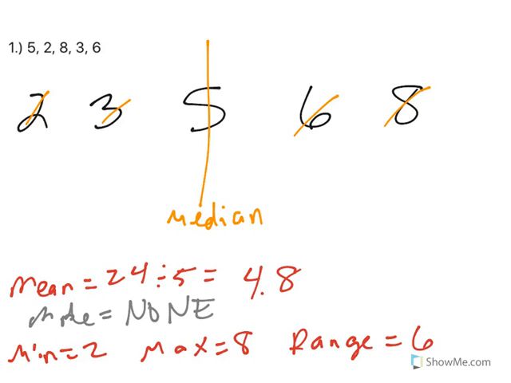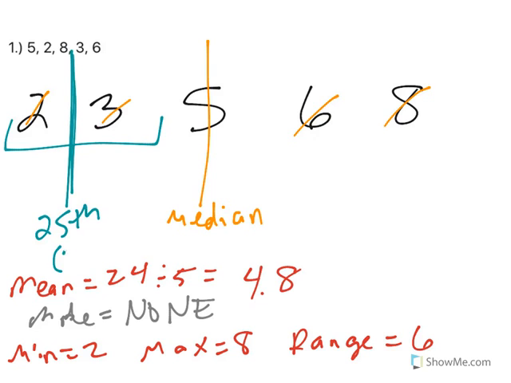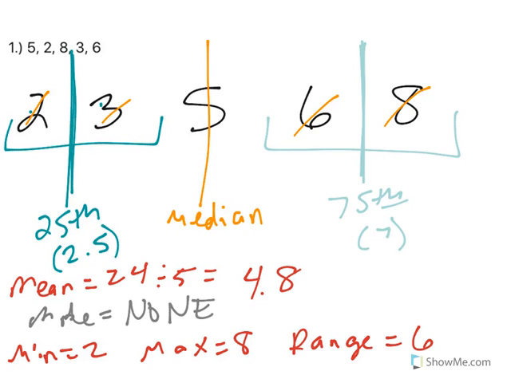And notice how I cut straight to that, which means when I go to find my 25th percentile, I don't use the 5 because 5 is cut. So I look at just these 2 numbers, and the 25th percentile is going to be between them, which in this case would be 2.5. 2 plus 3 is 5. 5 divided by 2 is 2.5. Similarly, on the right side, I cut between 6 and 8, and my 75th percentile will be 7. 6 plus 8 is 14. 14 divided by 2 is 7.